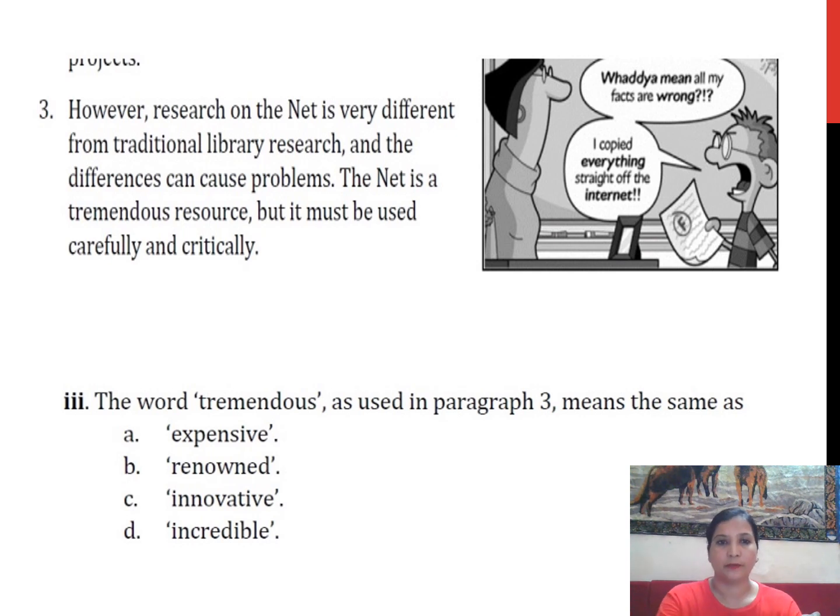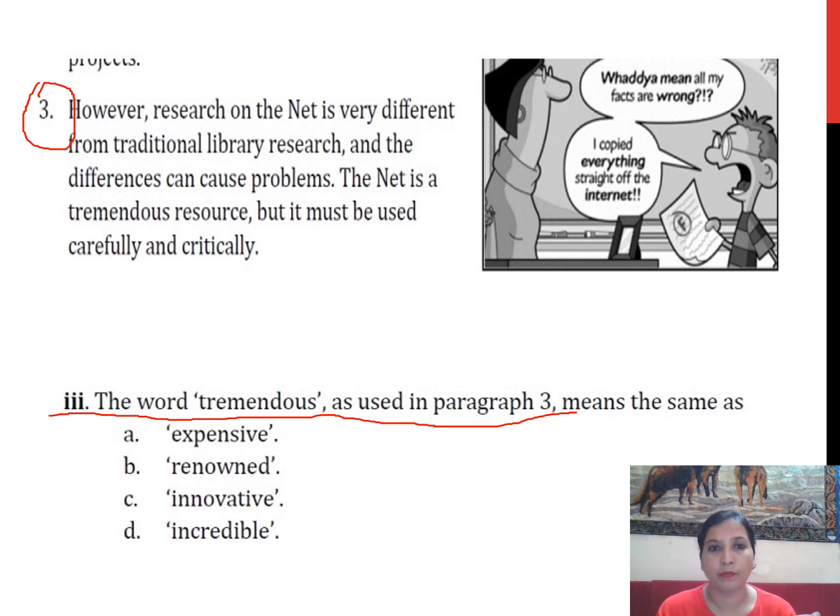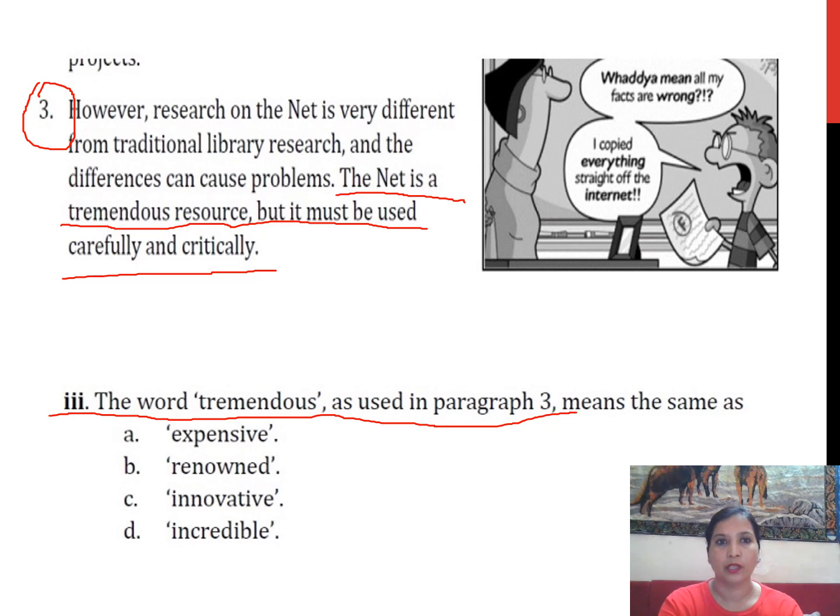Now the question was the word tremendous as used in paragraph 3. So here we have paragraph 3, where we are asked to find the word out of these 4 options which could replace the word tremendous. Now where is this word used in the passage? It is used here. The net is a tremendous resource, but it must be used carefully and critically. So the word that we have to replace is this one, tremendous.